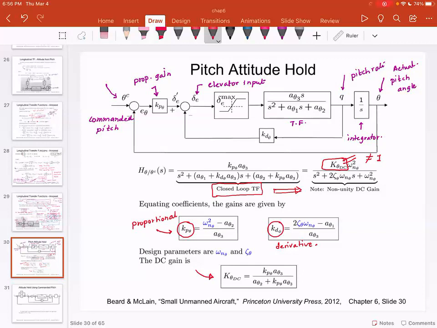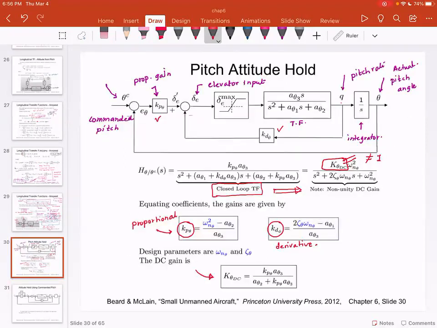And when you implement this, once we find out the value of KP and KD, the implementation is similar to the roll input. And you will actually have an actuator command that will be dependent on the difference between the commanded pitch and the actual pitch, and pitch rate. So pitch rate and the difference. So you will be controlling this guy, you'll be controlling this guy.